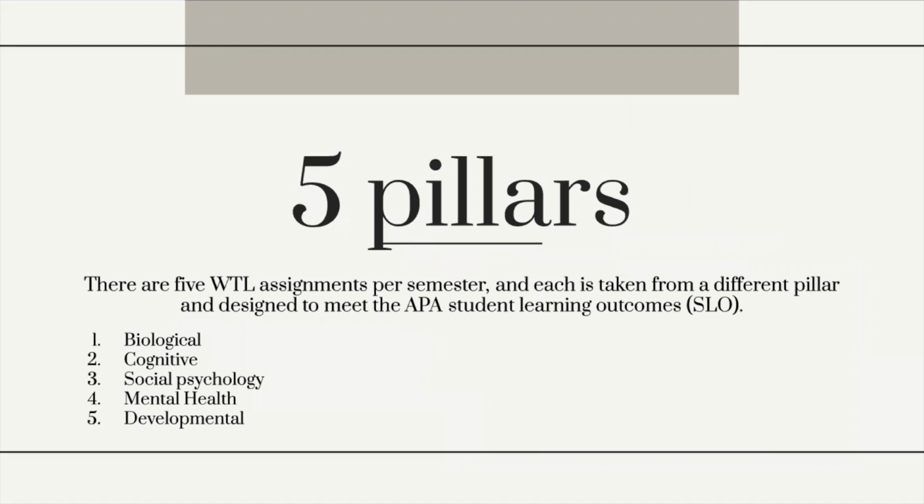The 5 Right to Learn assignments are assigned over the course of the semester, and each is taken from a different pillar and designed to meet those student learning outcomes. So we have the biological pillar, cognitive pillar, social psychology pillar, mental health and developmental pillar that students have the opportunity to engage with this material. The Right to Learns are largely essay and short answer questions that have been designed to ask students to reflect on themselves and incorporate the course material as well.